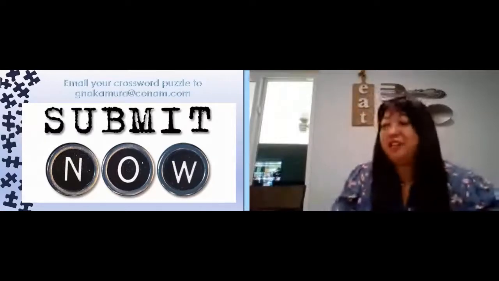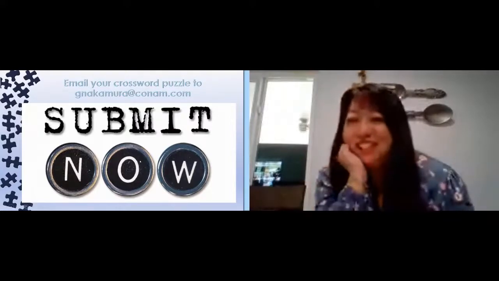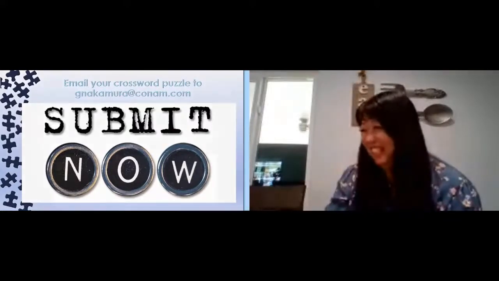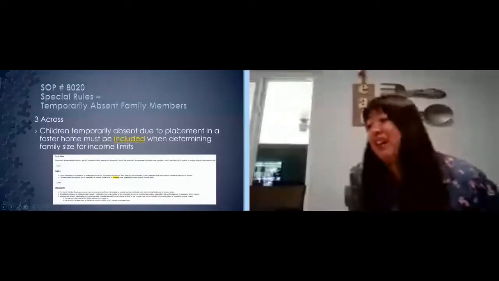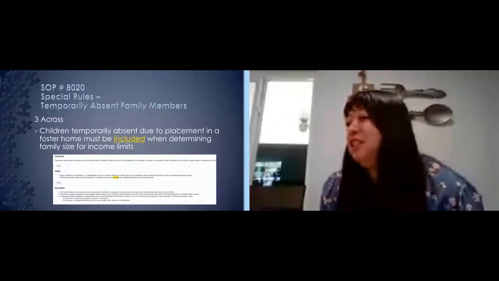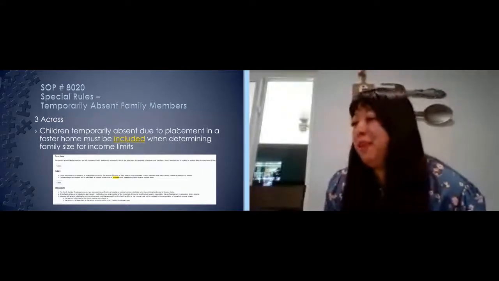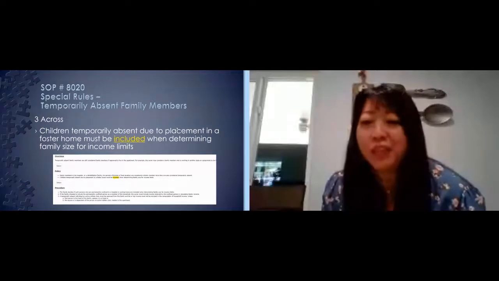Okay, so we're going to go over the answers. Okay, so the first one, 3 across. The word we were looking for is included. Children temporarily absent due to placement in a foster home must be included when determining family size for income limits. And this was found in SOP 8020.